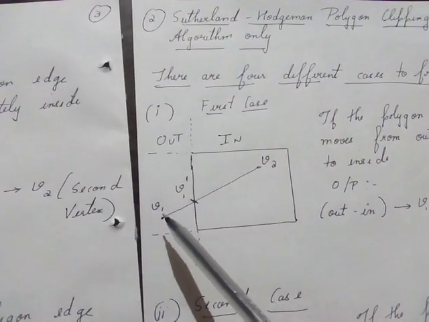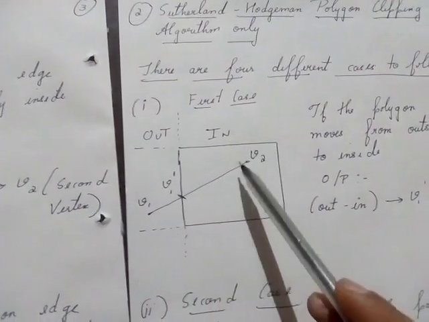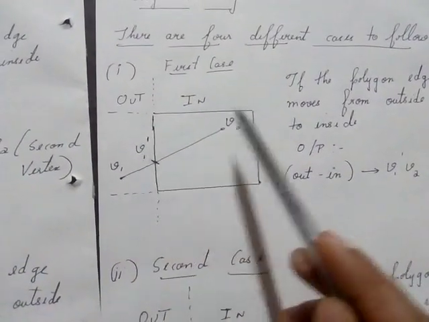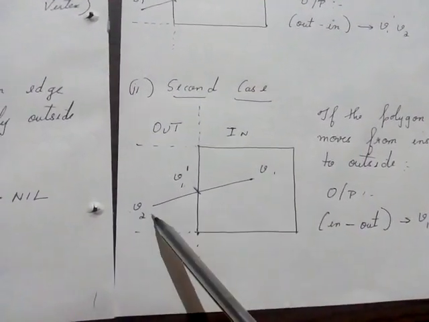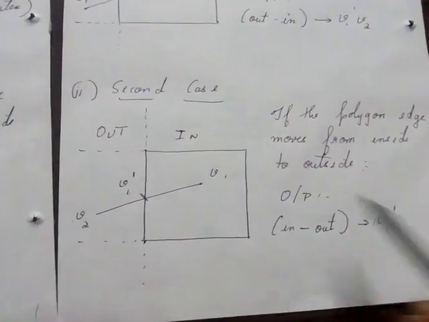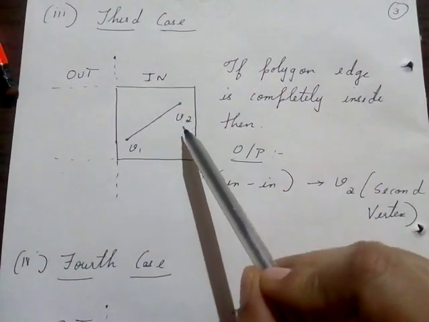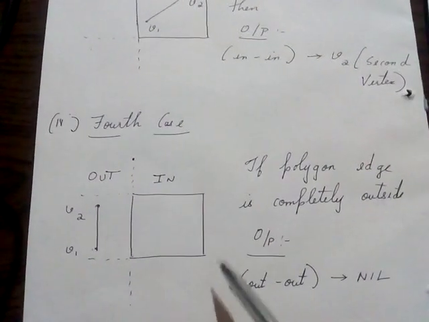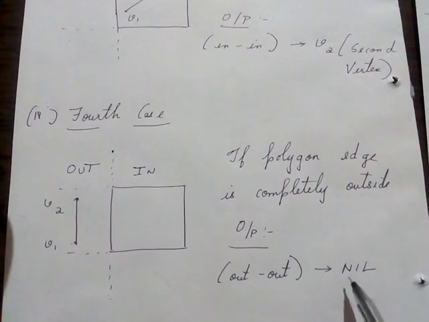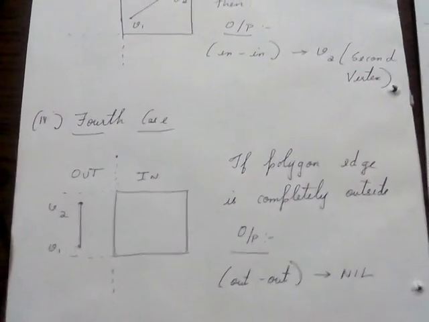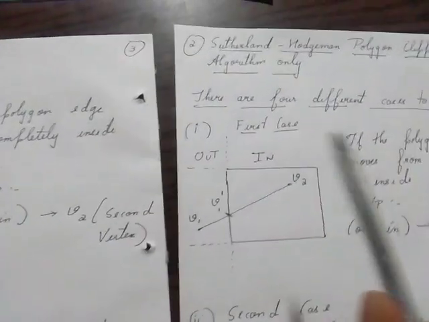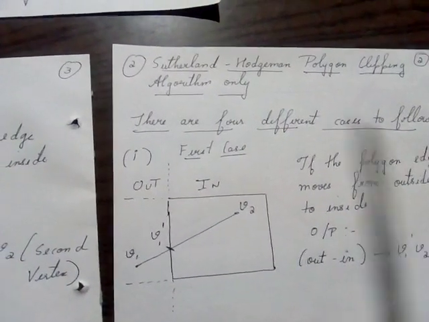First case, out to in: consider the intersection point and the second vertex. Second case, in to out: consider only the intersection vertex. Third, in to in: consider the second vertex v2. And the fourth case, out to out: do nothing, it is nil. So these are the four important cases in the Sutherland-Hodgman polygon clipping algorithm.